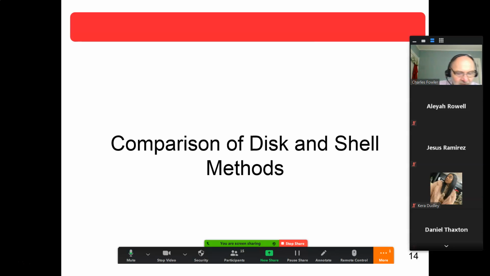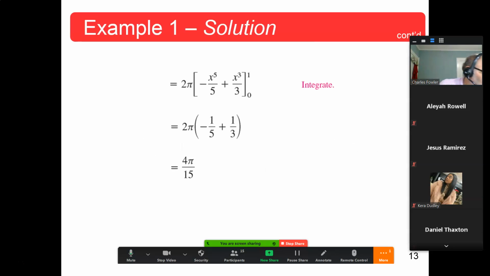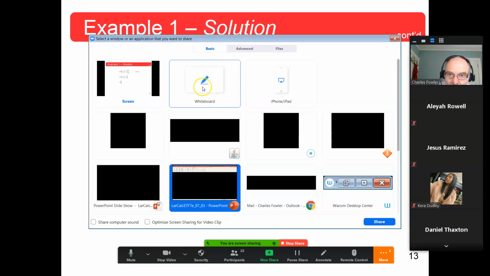Before we get to the comparison of the disk and the shell method, we need to do example 2. And it looks like that's going to be totally on the white page. So let's go to the whiteboard.